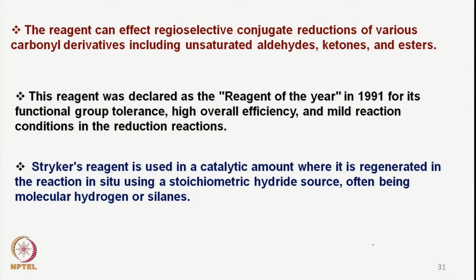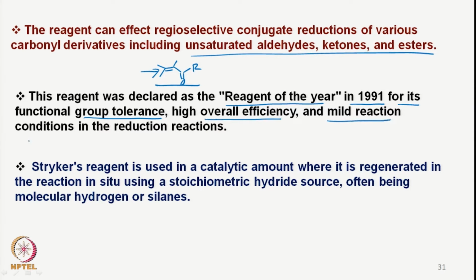The reagent can effect regioselective conjugate addition of hydrogen to various carbonyl derivatives including unsaturated aldehydes, ketones and esters, and we have already seen that for any kind of unsaturated system the reduction occurs at this end of the double bond. This was declared the reagent of the year in 1991 as it could tolerate different types of functional groups, with high overall efficiency and mild reaction conditions in the reduction reactions. So, it is very easy to carry out such a reduction.